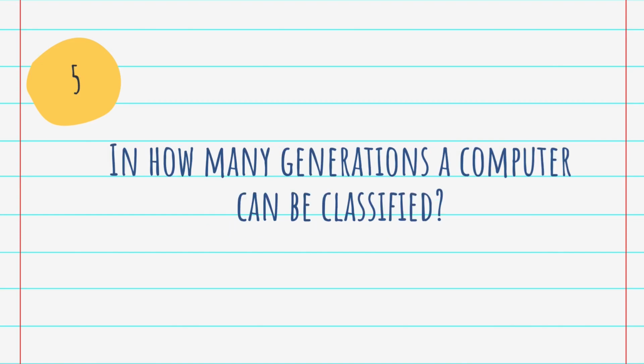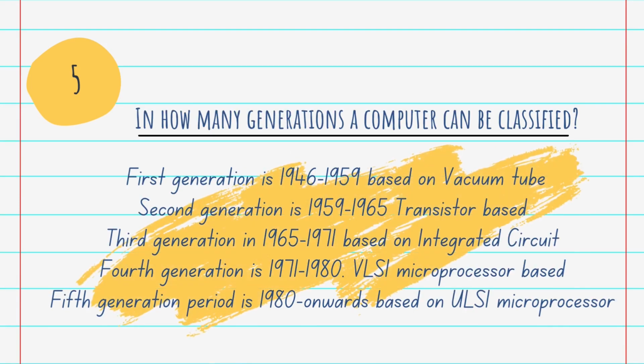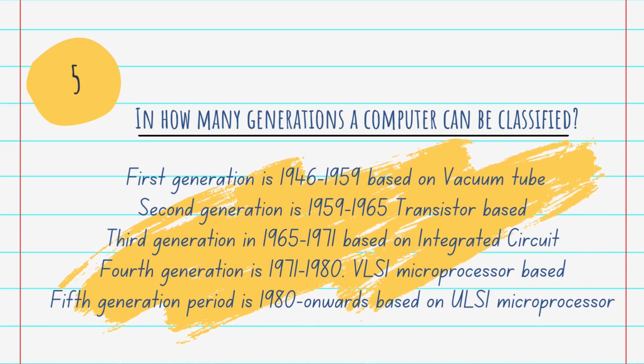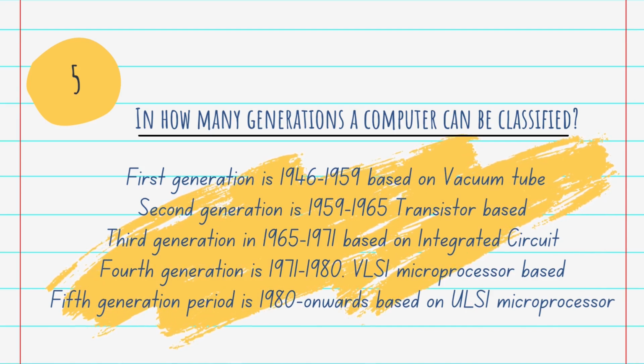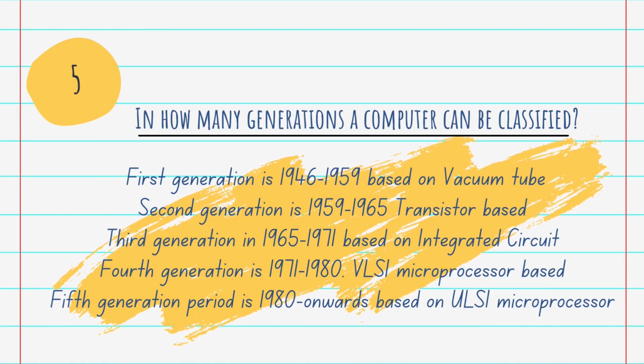Question number 5. In how many generations a computer can be classified? Answer is 5. From 1st generation to 5th generation, computer can be classified. The period of first generation is 1946 to 1959, which is based on vacuum tube. Then the period of second generation is 1959 to 1965, transistor based.